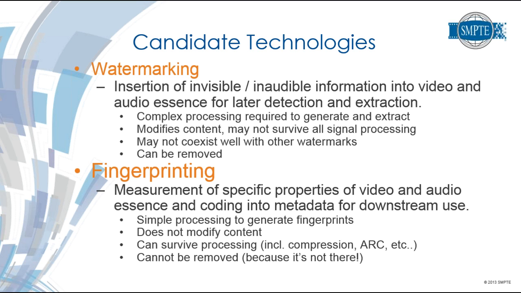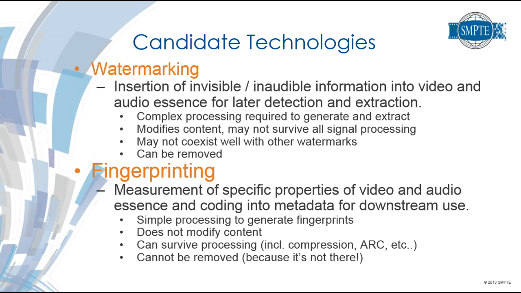The other technology that was looked at was fingerprinting. Fingerprinting is the measurement of specific properties of video and audio essence and coding those properties into some metadata for use downstream. So we don't touch the content. Instead, we observe the content and we jot down some interesting, unique things about that content and we send them off for use elsewhere. It can use simple processing to generate the fingerprints. It does not modify the content. And because we don't touch the content, well, we don't touch the content. The content is safe and unmodified.